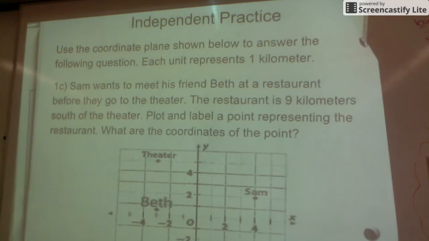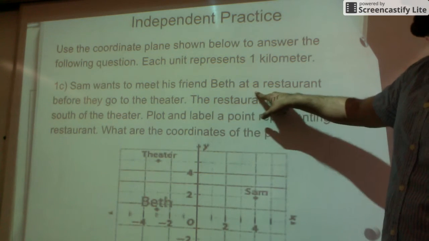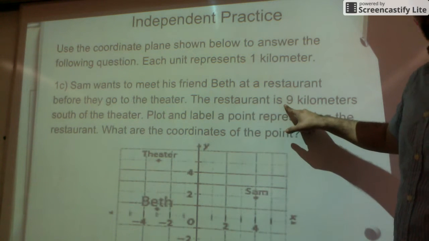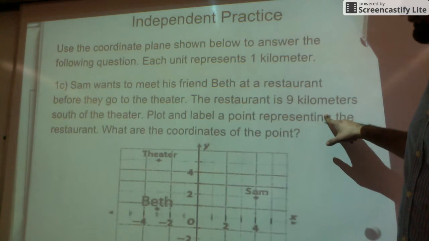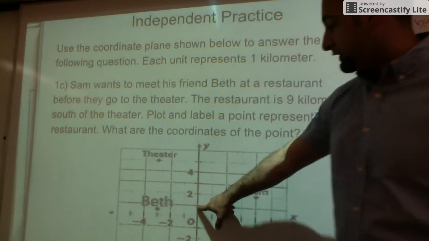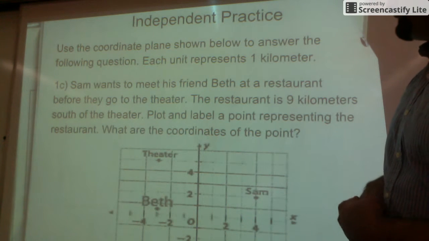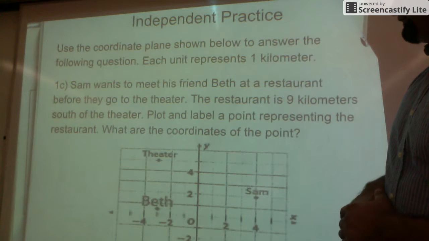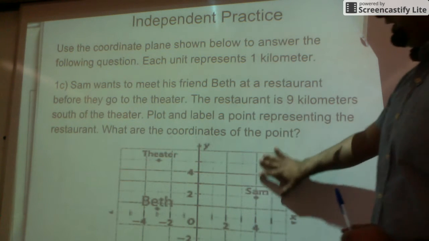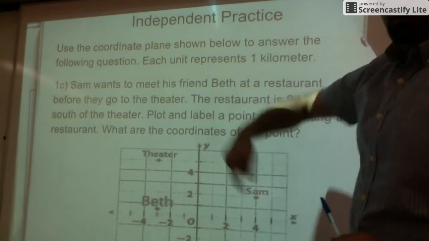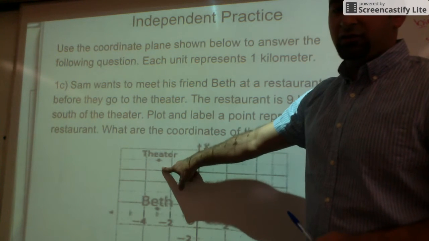Okay, so same type of instruction, but now we have something else. Sam wants to meet his friend Beth at a restaurant before they go to the theater. The restaurant is 9 kilometers south of the theater. So remember, each one of these is 1 kilometer. Plot and label a point representing the restaurant. What are the coordinates of the point? Okay. So if this is 9 kilometers south, south we know means down. If it's 9 kilometers south of the theater, we start at the theater.